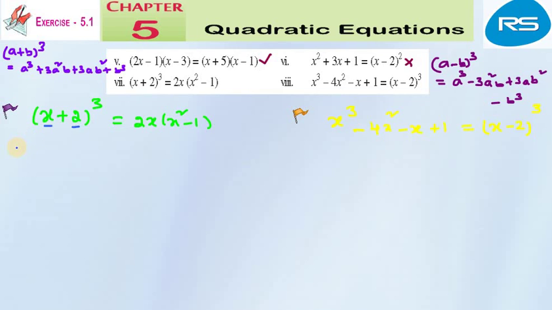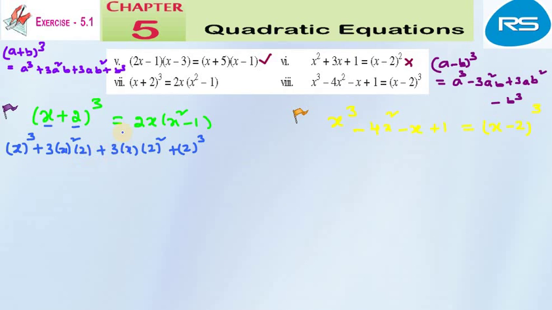So what is the formula? (a+b) cube is first term power 3, a cube, plus 3a square b, plus 3ab square, and b cube. So this is the expansion.